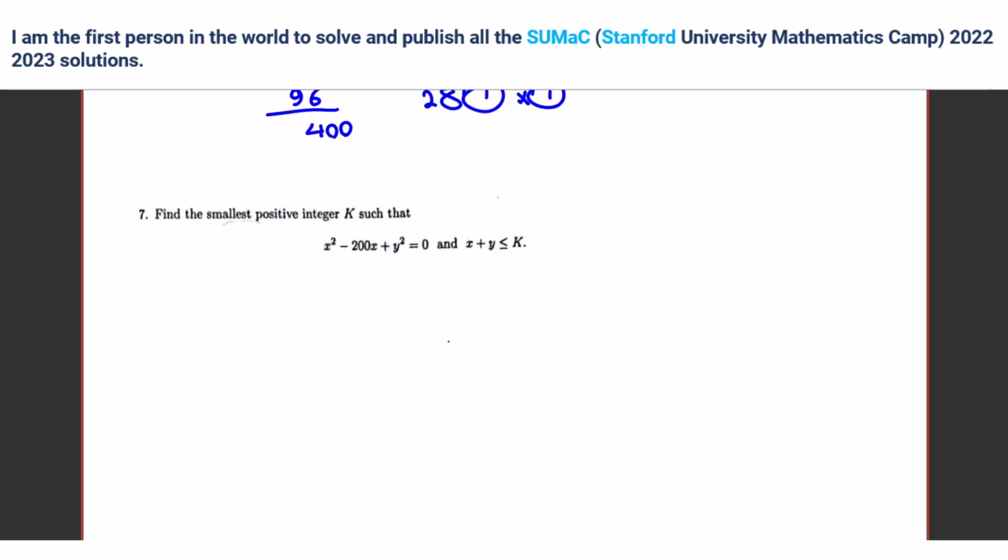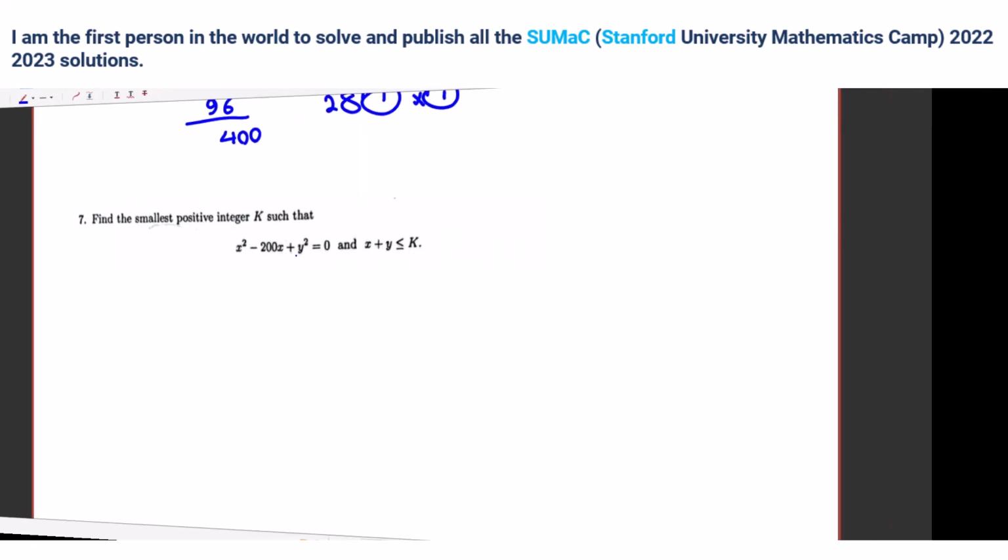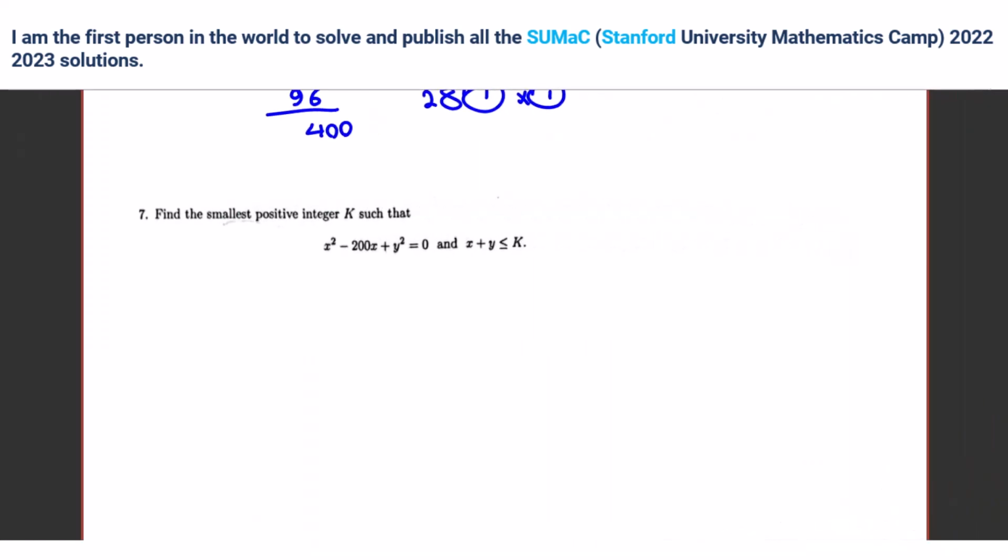Can you tell me this is the equation of what? This is the equation of a circle. Yes, a circle. So try to see, can you solve it with coordinate geometry? Can I write it in the form of a circle? x minus 100 squared plus y squared is 100 squared.